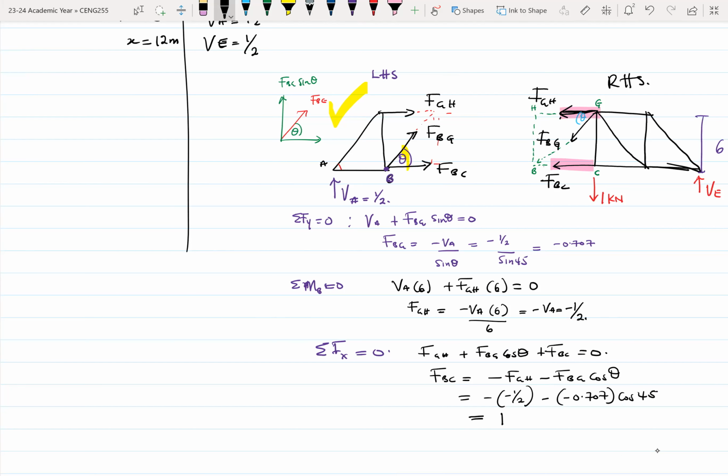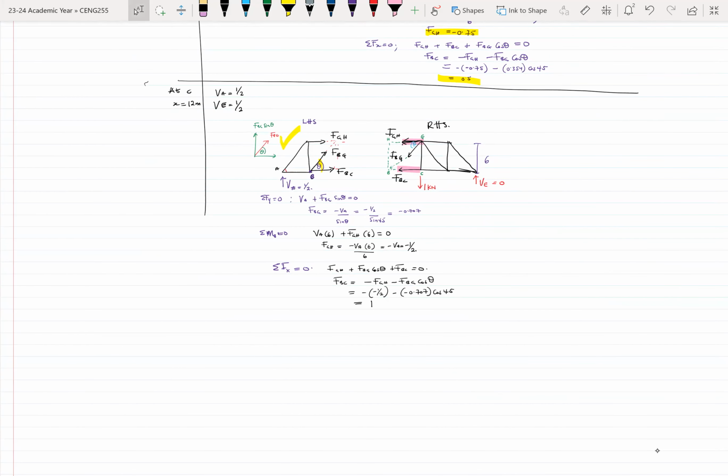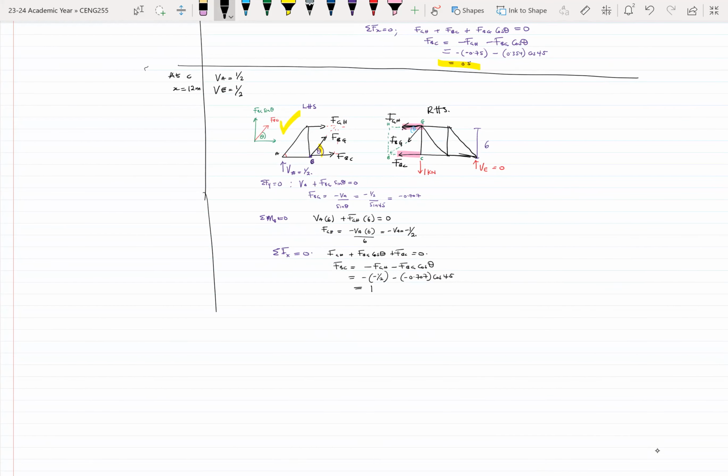So our FBC will be equal to 1. Here our load has moved to 6 meters, sorry, 12 meters. Again, you see patterns being developed as you go along, and we will use the patterns.